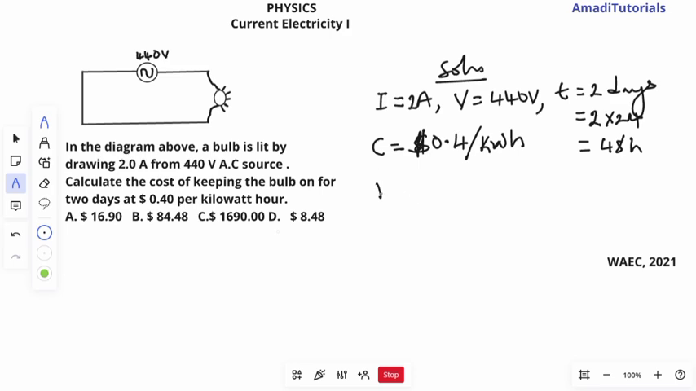And the electrical energy, denoted by W, is given as what? Power times time. But there is no parameter here that has power. So we continue to analyze. Power also can be defined as the product of voltage and current. So in the place of power, we put voltage times what? Current. Then times time here. So we have voltage, we have current, we have time. Okay, so this is the formula we're going to use.